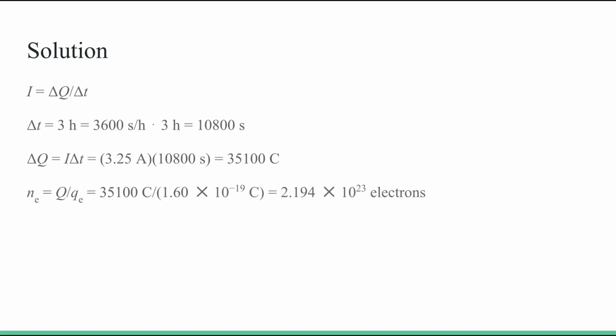Now for the number of electrons, Ne equals Q divided by qe. One electron has a charge of qe. If you want to find the number of electrons that makes up this charge of 35,100 coulombs, you just divide by the charge on an electron. Again, you'll be given this number, you don't need to memorize it. And you get 2.194 times 10 to the 23 electrons. That's the number of electrons that were transferred in this charging process. A massive number of electrons.